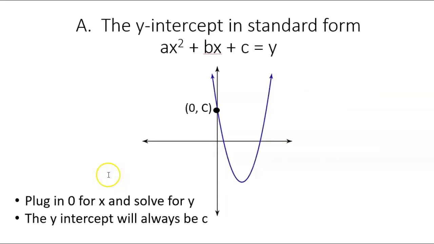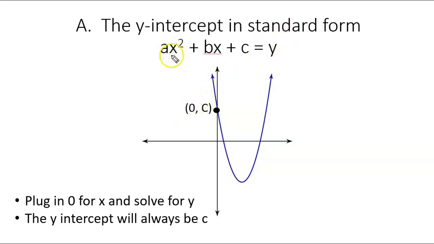All right, so let's go ahead and begin here. First of all, talk about the y-intercept when we're in standard form. Now, y-intercept is the place where your graph touches the y-axis. When you're at the y-axis, the x value is 0.